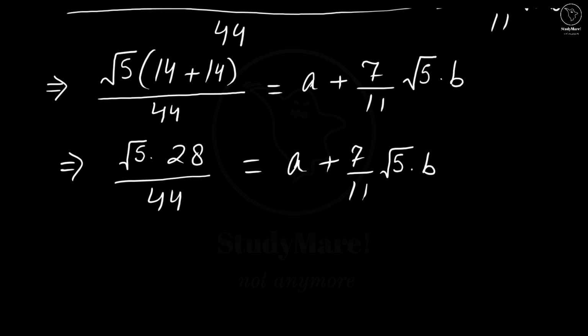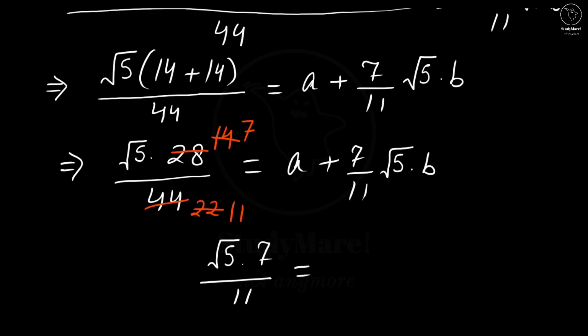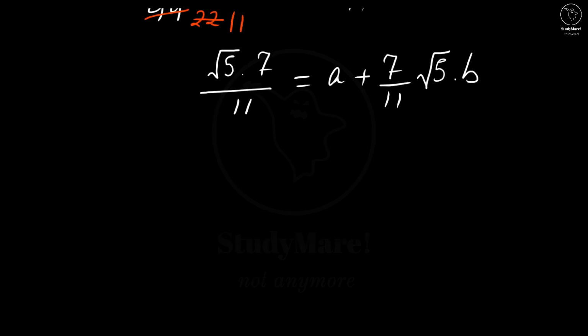We have some common factors, so 2 2s are 4, 2 2s are 4, 2 1s are 2, 2 4s are 8, 2 1s are 2, 2 1s are 2, and 2 7s are 14. So we get root 5 into 7 divided by 11, which is equal to A plus 7 by 11 into root 5 into B. So now LHS is almost simplified.